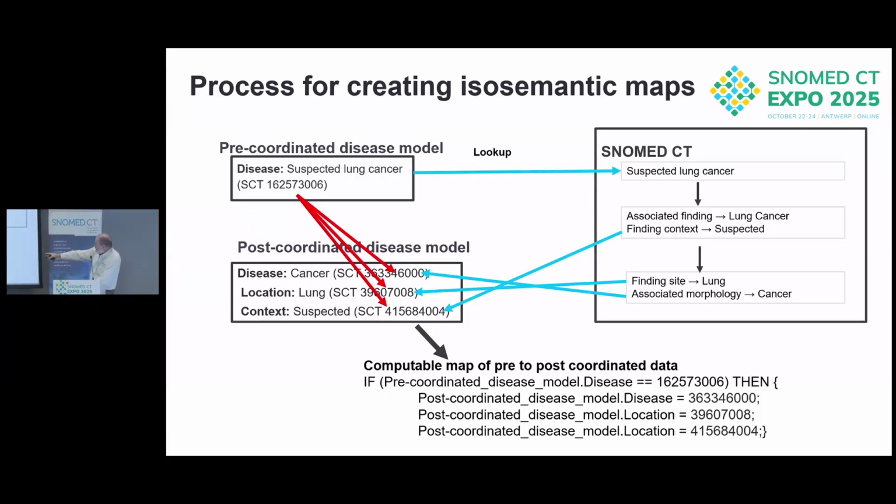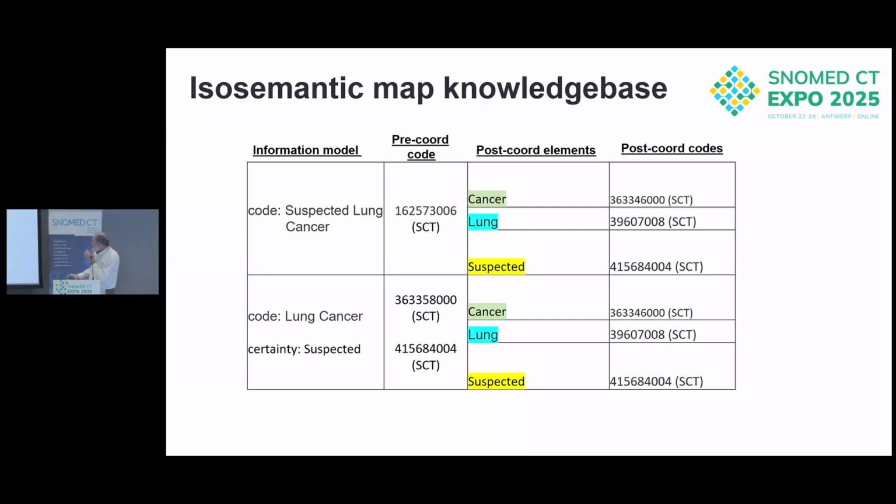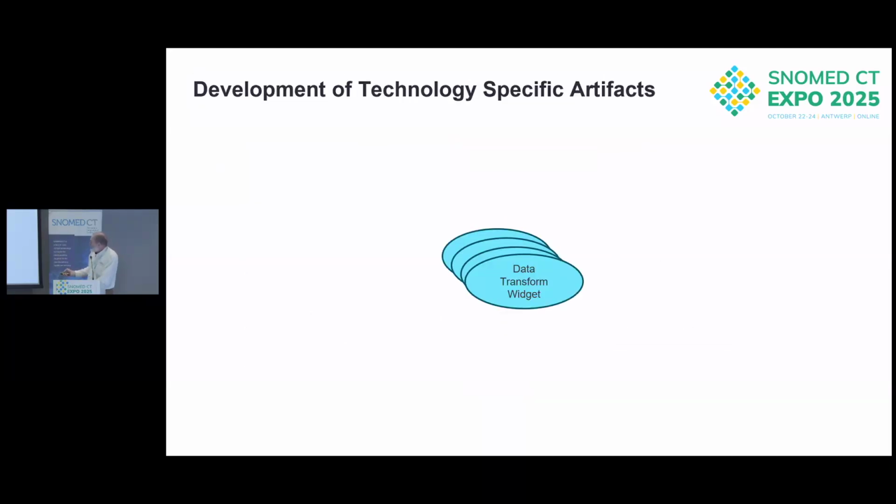That's what you would represent in the map that shows you how to get from one to the other when you're actually translating data. Basically, if I get an incoming message where the disease says suspected lung cancer, I know that in the post-coordinated representation, that represents a disease of this and a location of this and a location of that. Oh, that's a typo. That should say certainty there, sorry. And then you can put that into a database table.